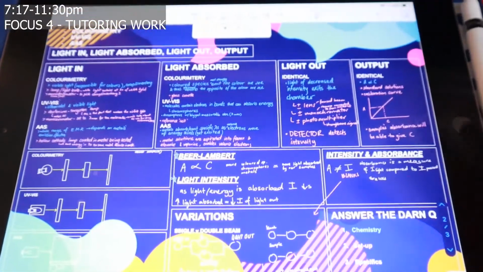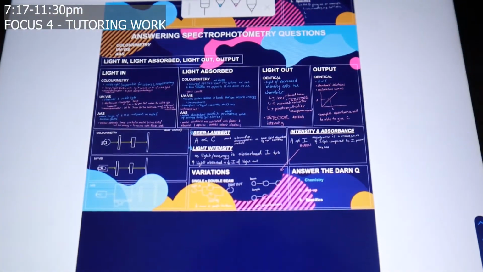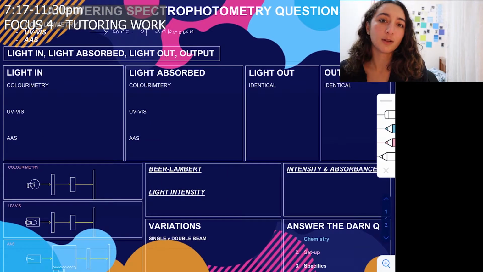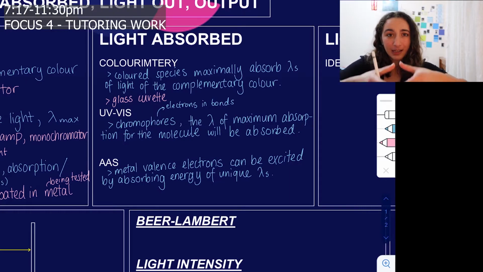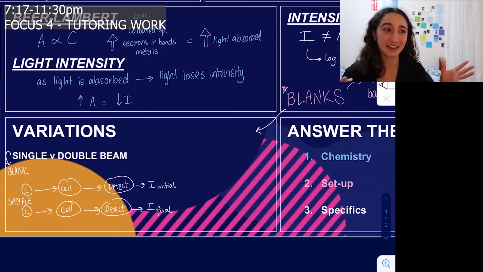I remembered that I actually had to work on an online video just to teach different types of spectrophotometry, so I went ahead and I made a worksheet for that and I recorded that in one go.